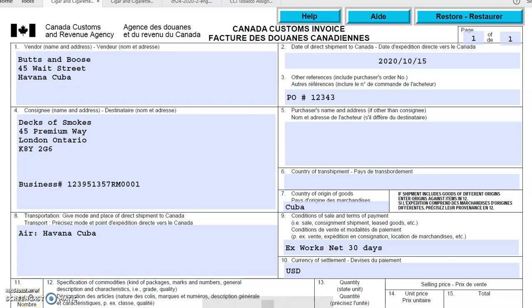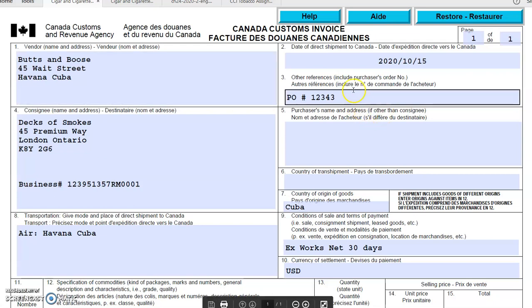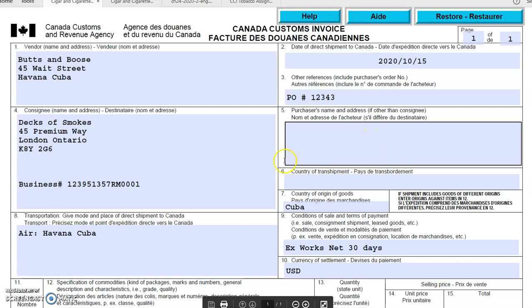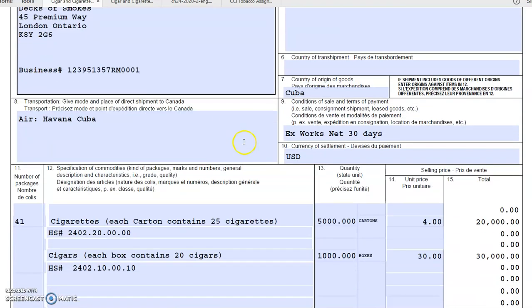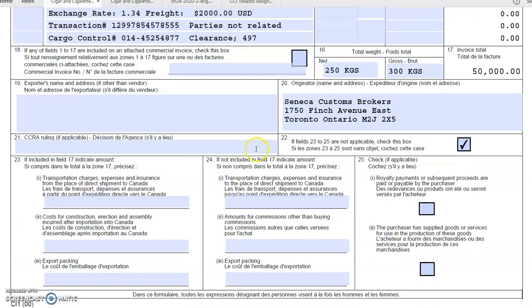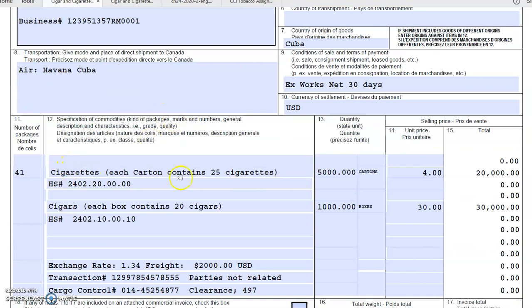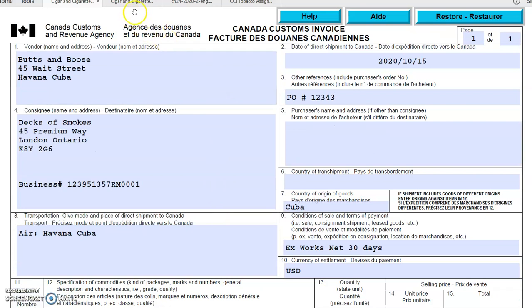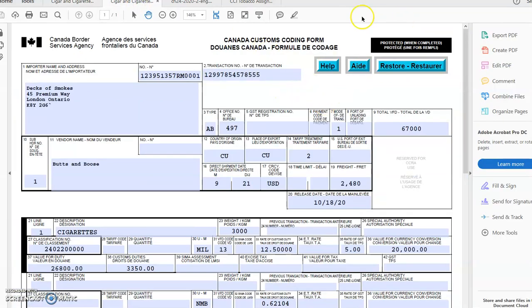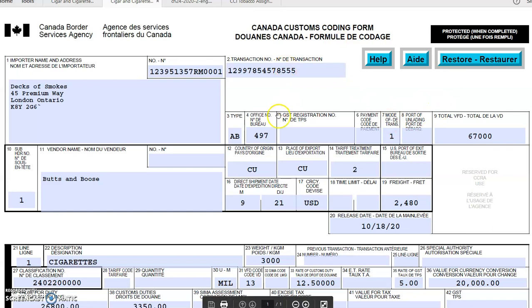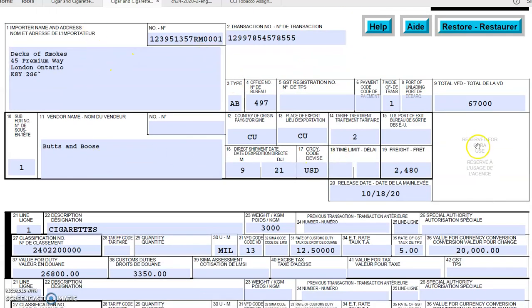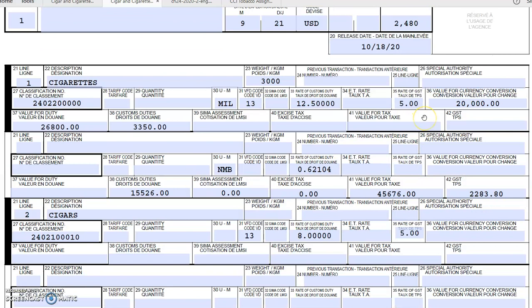All right, everyone, let's get to it. Let's do a B3 for cigarettes and cigars. I've put on Blackboard and emailed to each and every one of you a copy of this particular CCI. The CCI has a shipment from Cuba, and it is cigarettes and cigars. On the B3, I've taken the liberty of completing the header and subheader, just for simplicity's sake and speed.